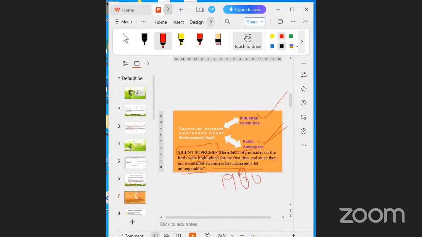Because of this, there is a pressure on the corporates, on different companies or industries too. So they have to make public what impact they are having on the environment and how sensibly or how scientifically they are doing to control that pollution.